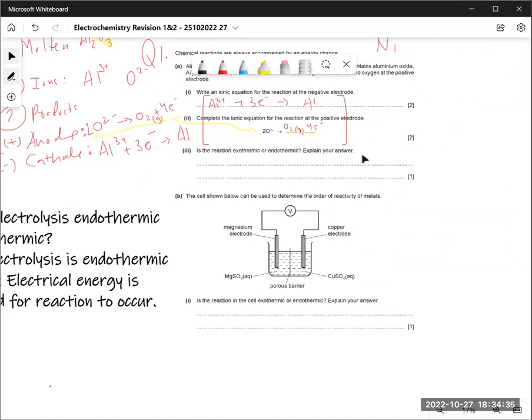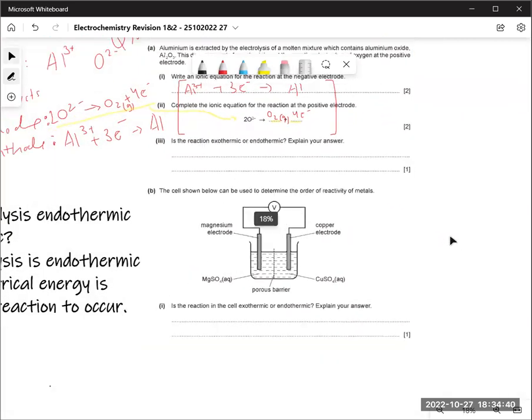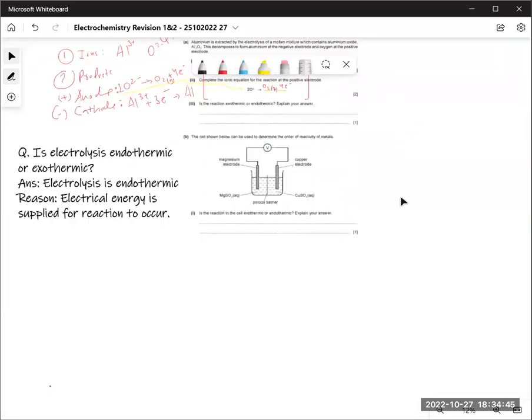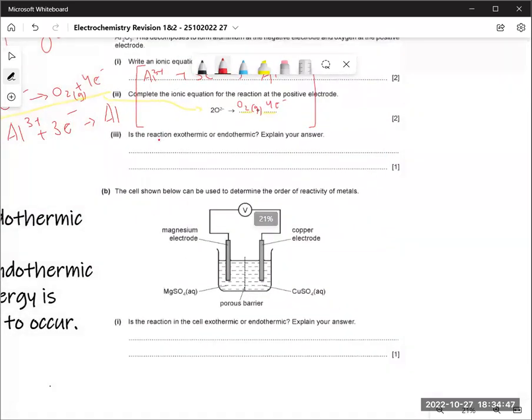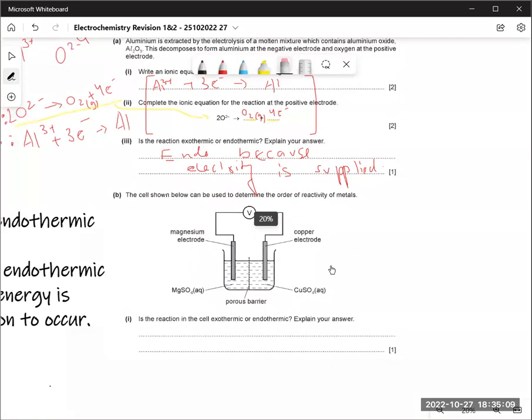Now that's it. We also have something called the electrochemical cell. We'll do that in the next class. Now, we'll write the answer here first. Exothermic or endothermic? Endo. Because electricity is supplied. Now this one we haven't done yet, so let's see what we have to do in the next class.